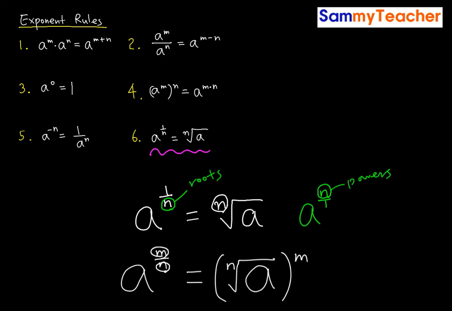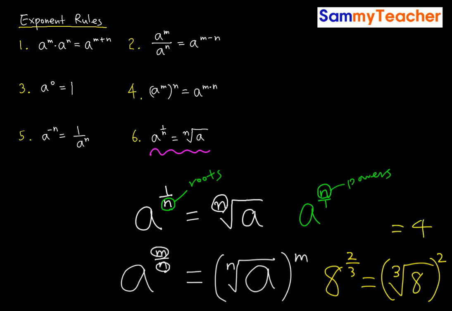For example, if you have 8 to the power of 2/3, that's going to be the cube root of 8, which is 2, and squared. And the final answer will be 4, by the way. So don't forget, the top of the exponent powers, the bottom of the exponent roots. And that's why a to the power of 1 over n is the nth root of a.